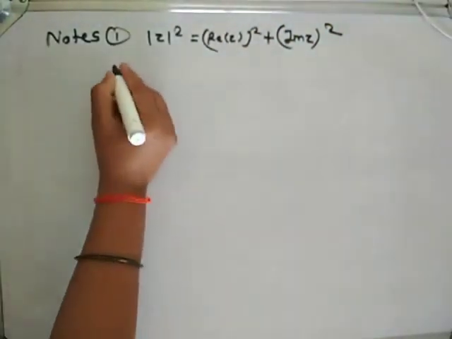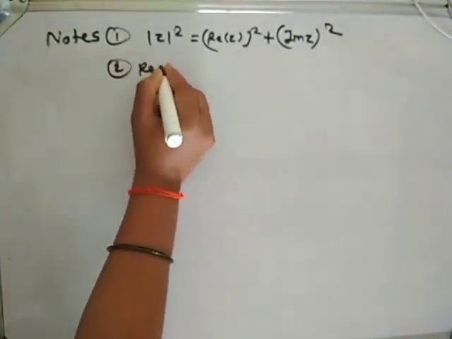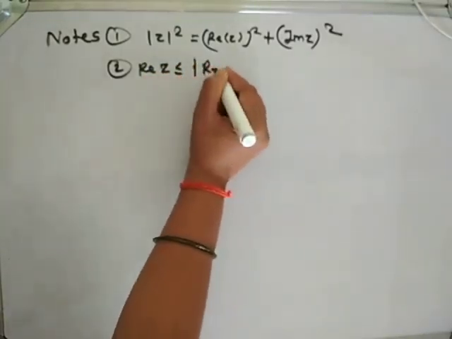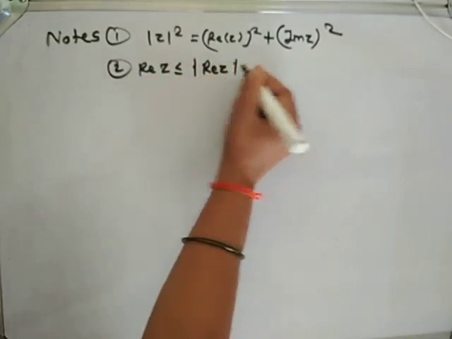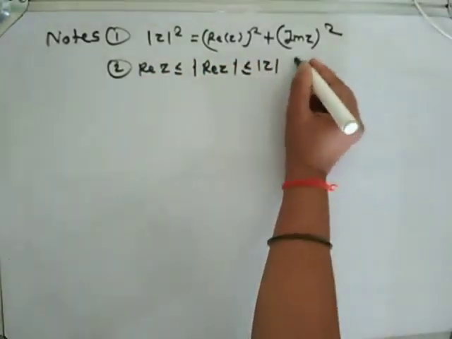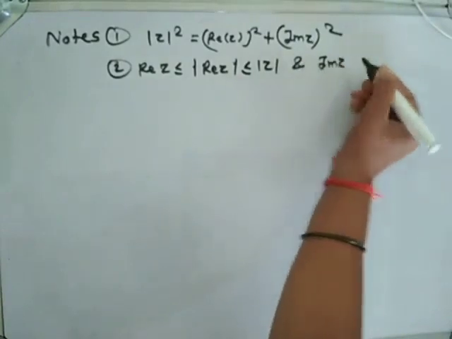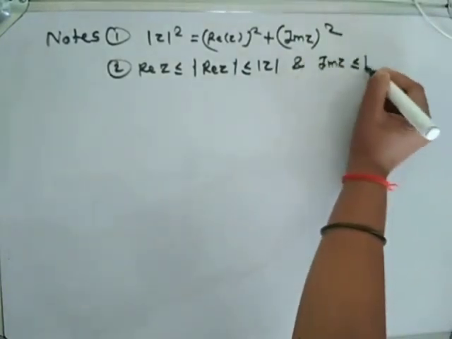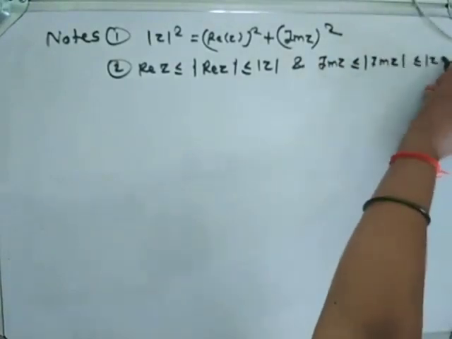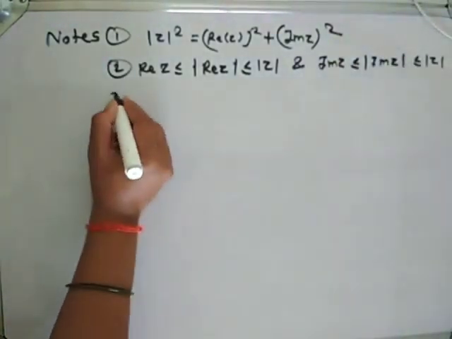Second one, real part of z is always less than or equal to modulus of real part of z, which is less than or equal to mod z. And similarly, imaginary part of z is always less than or equal to modulus of imaginary part of z, which is less than or equal to mod z.